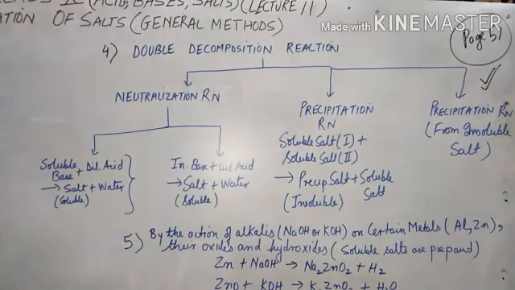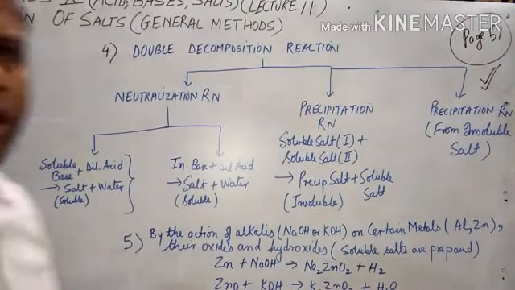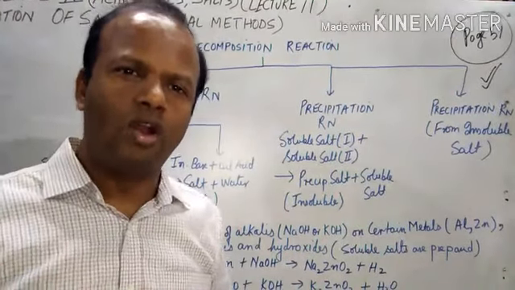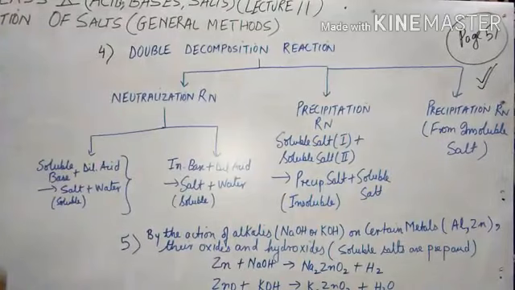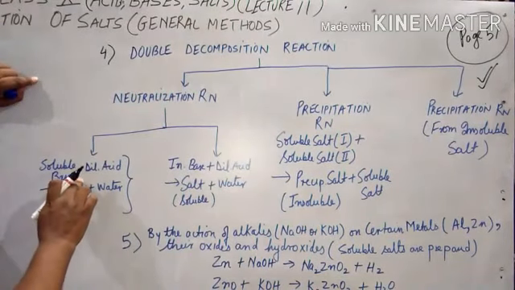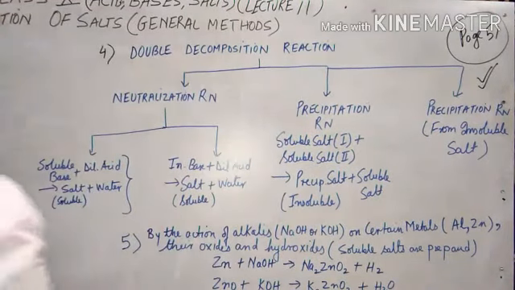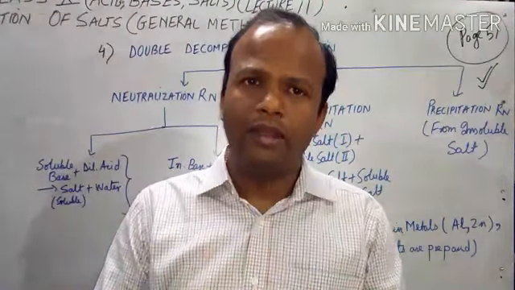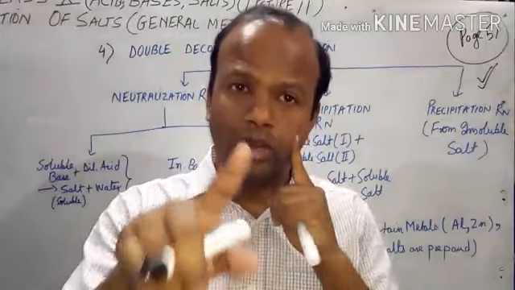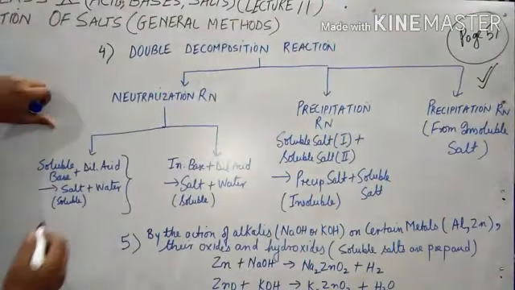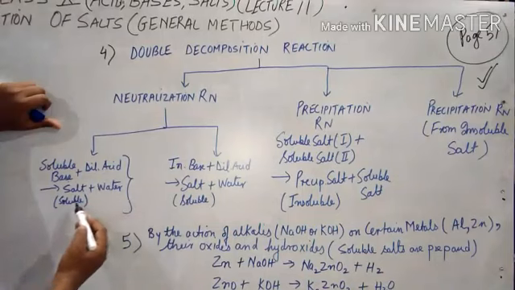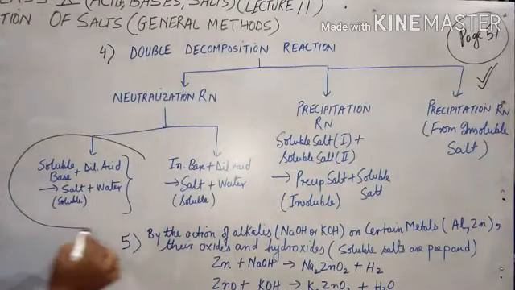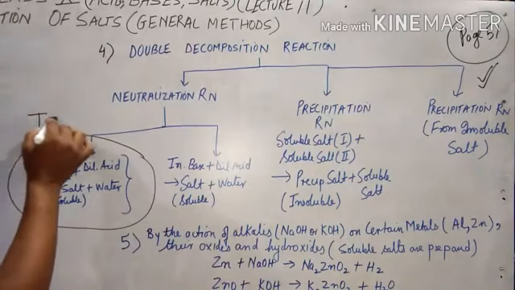Neutralization reaction, all of you know the basic concept: acid plus base reacts to give salt and water. Now here we have a soluble base. Acid is dilute acid, but bases are categorized into two, soluble and insoluble. Soluble bases are also known as alkalis, as we have studied. So soluble base plus dilute acid gives salt plus water, and the salt is soluble. And this process is known as titration.